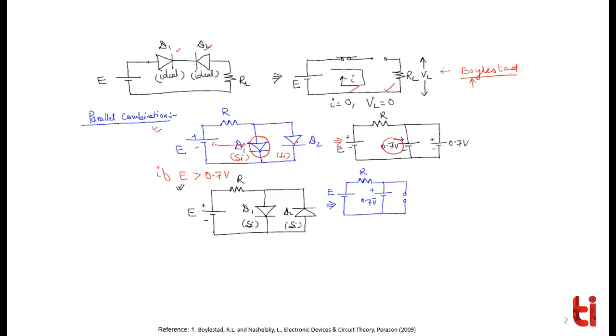D2 is also in forward bias, because this is P and this is N, and P is connected to the positive terminal of the battery. So definitely both the diodes are in forward bias. In forward bias, we put plus 0.7 and plus 0.7, and you need to find the output. So output is going to be 0.7 volt, because across this branch it is 0.7, so here also you will get 0.7.